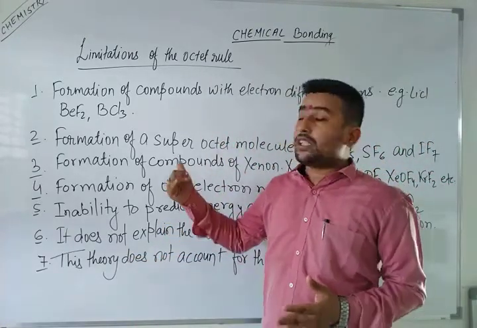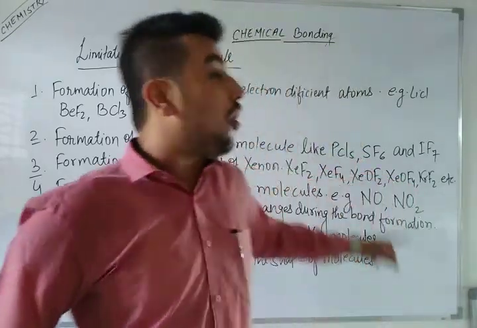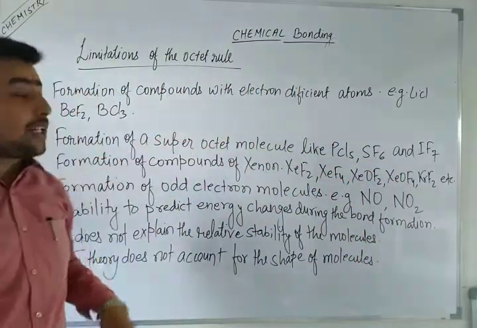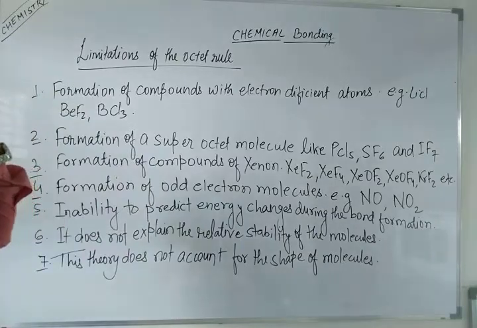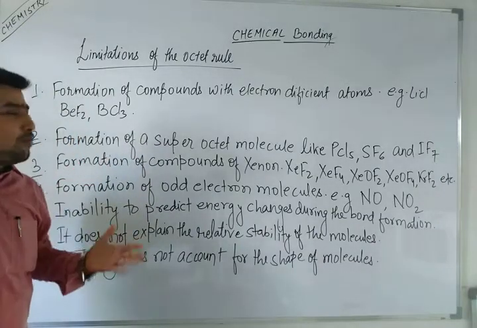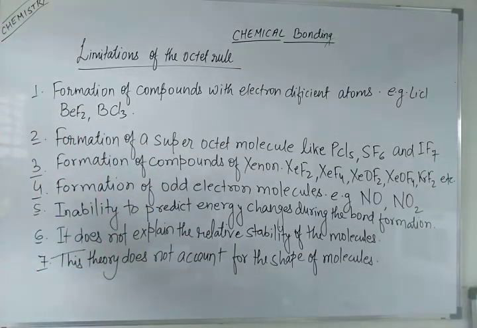So the first point is the formation of electron deficient atoms. Electron deficient means LiCl, BeF2, BCl3 and more compounds, as I have explained to you. More compounds are BeF2, BCl3, AlCl3, BF3, BeH2. So these are a few compounds which have electron deficient atoms.